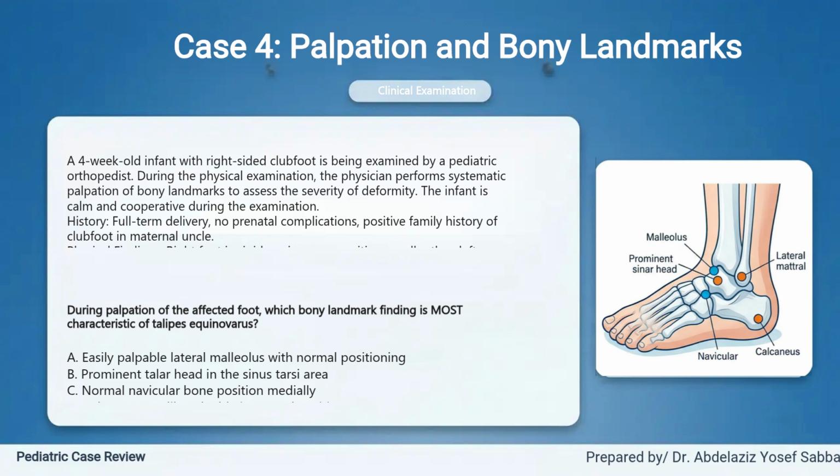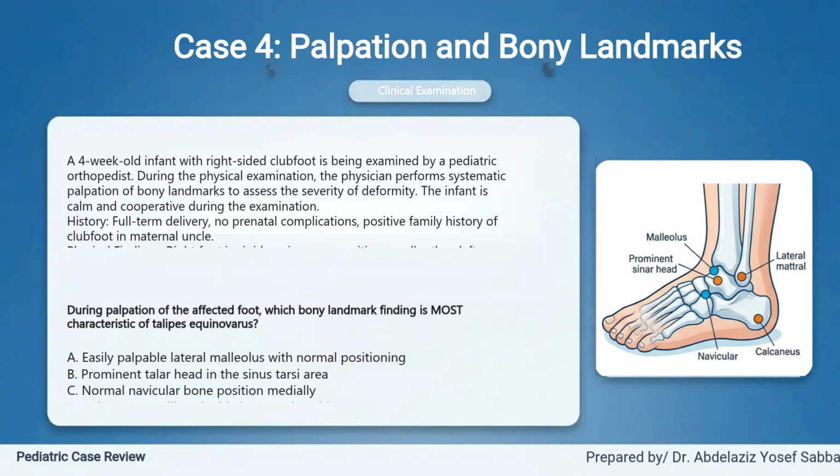History reveals full-term delivery, no prenatal complications, and a positive family history of clubfoot in a maternal uncle. Physical findings show the right foot in rigid Equinovarus position, smaller than the left foot, with underdeveloped calf muscles. During palpation of the affected foot, which bony landmark finding is most characteristic of Talipes Equinovarus?